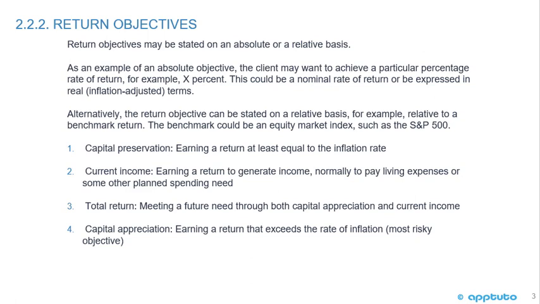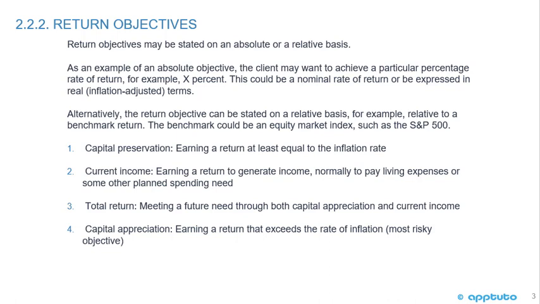Return objectives. Return objectives may be stated on an absolute or relative basis. As an example of an absolute objective, the client may want to achieve a particular percentage rate of return, for example, X%. This could be a nominal rate of return or be expressed in real inflation-adjusted terms. Alternatively, the return objective can be stated on a relative basis, for example, relative to a benchmark return. The benchmark could be an equity market index such as the S&P 500.